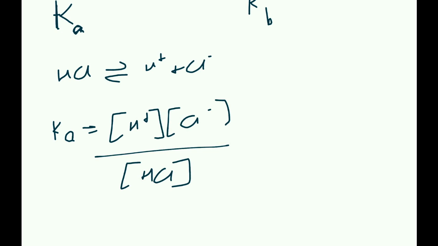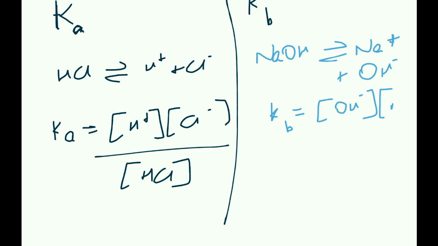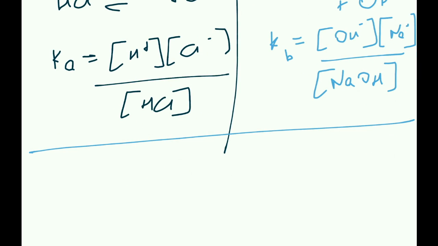Similarly for Kb, if I take maybe NaOH and I dissociate it, it gives me Na plus and OH negative. My Kb, my dissociation constant for base, is going to be concentration of OH negative into concentration of Na plus divided by concentration of NaOH. So these are different terms which stand for different things, but the meaning is essentially the same. Alright?